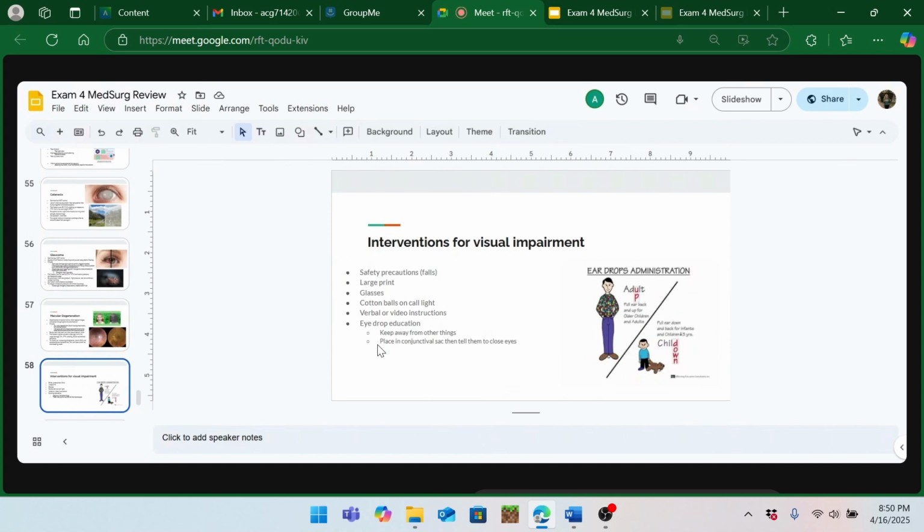Verbal or video instructions because they might not be able to read very well. And then eye drop education is huge for these people. They can't see, so they need their eye drops in a location that they are not going to mix up with something else. Tell them how to take it. They're going to place it in the conjunctival sac and then close their eyes.